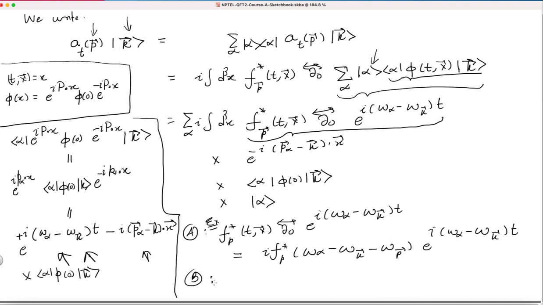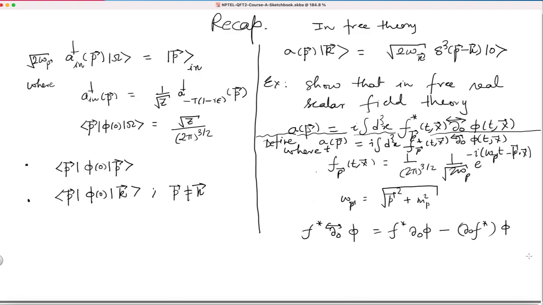So that is what I want to collect. Just a second. Yeah, I want to add one more step before that, so it will be easier. So here this is i over, so I'm just writing the expression of f_p now, so that I can make the space dependence explicit here. Omega alpha minus omega k minus omega p, then this exponential, and so there will be a time dependence coming from f of p star, which will give you e to the i omega alpha minus omega k plus omega p t. Okay, it's e to the i omega p t.